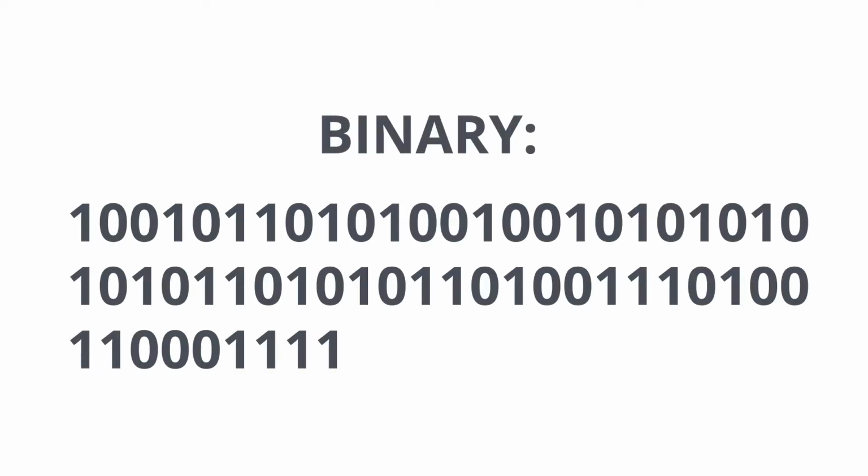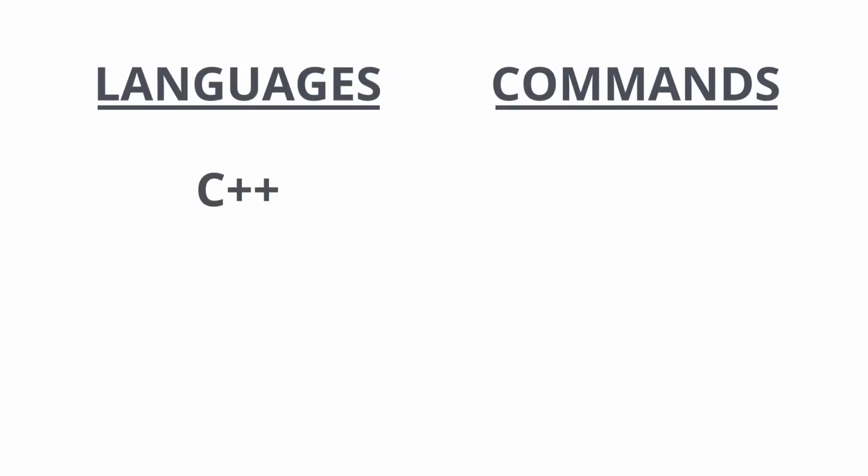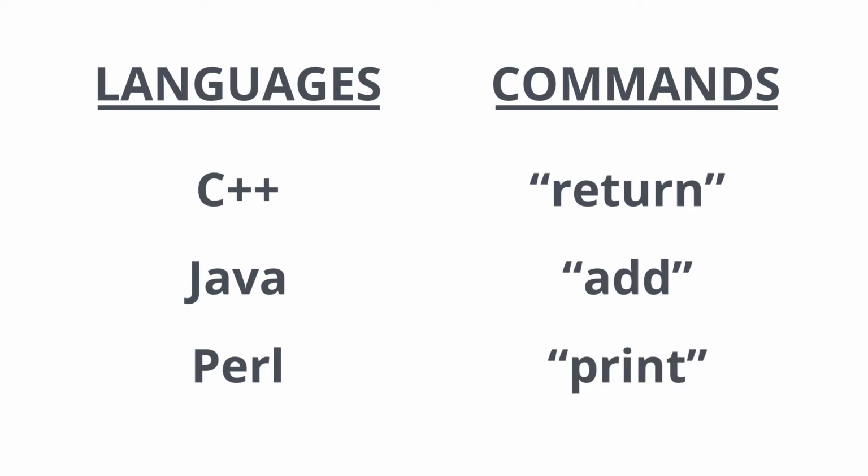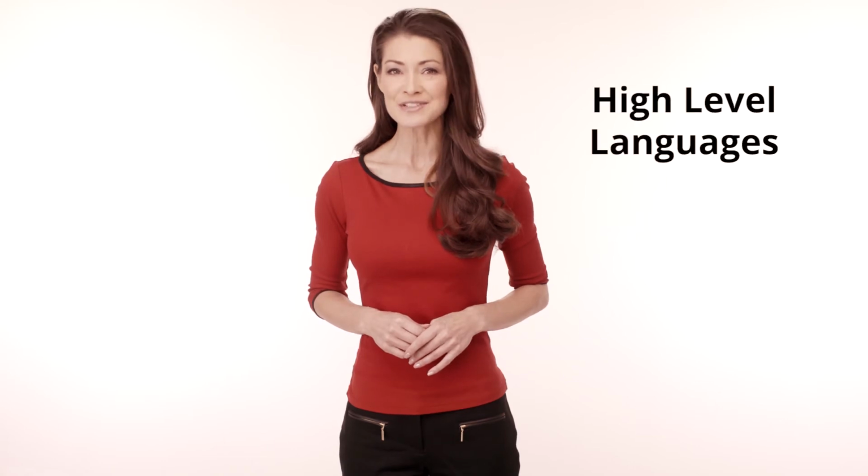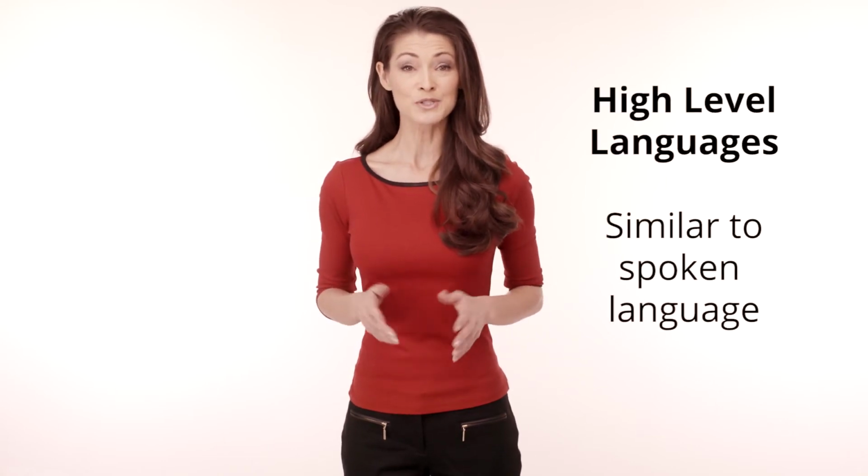You see, computer hardware only understands a language called binary code, which is simply made up of ones and zeros. In the early days of software, computer programmers wrote programs in binary, a very tedious and complex task. Today's programming languages are a far cry from binary. Languages like C++, Java, and Perl use commands that are more familiar to the English language, such as return, add, and print, rather than ones and zeros. These programming languages are called high-level languages because they are similar to actual spoken language.